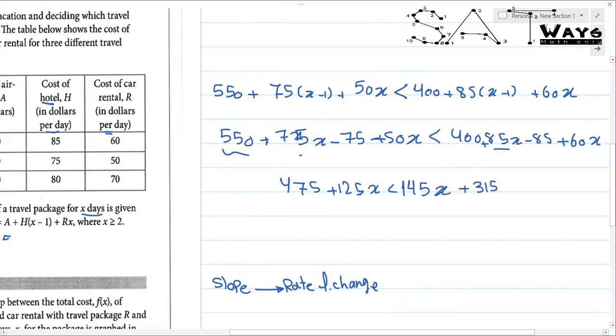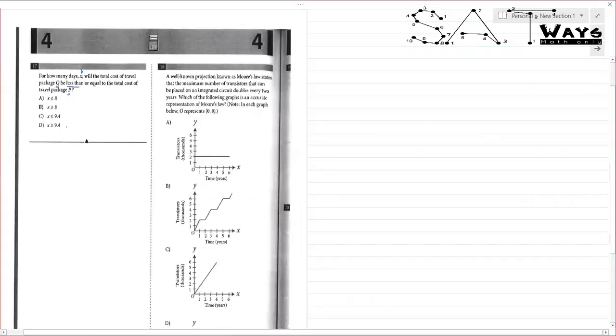All right, let's collect like terms again. 125 minus 145, right here, it's going to be 20x less than 475 minus 315. Use your calculator. So it's supposed to be 475 minus 315, the answer divided by 20. So it's supposed to be 8. So x more than or equal 8. Look, here's the answer. x more than or equal 8.